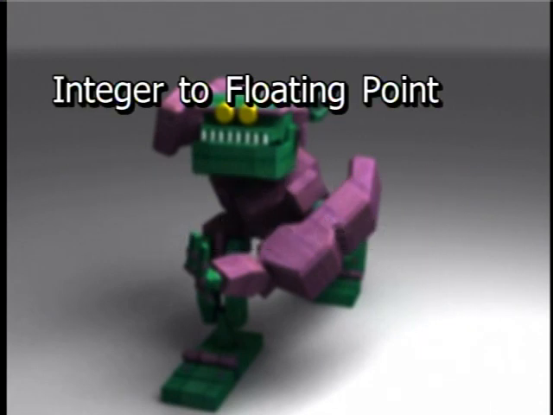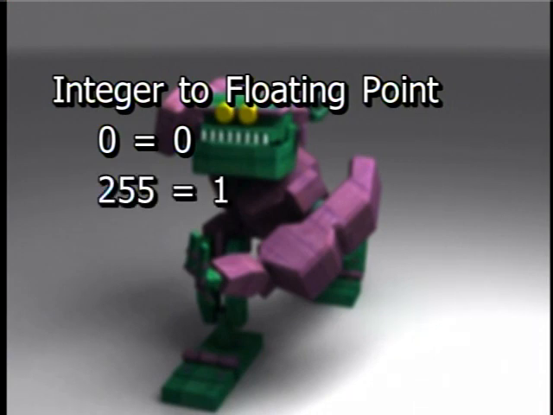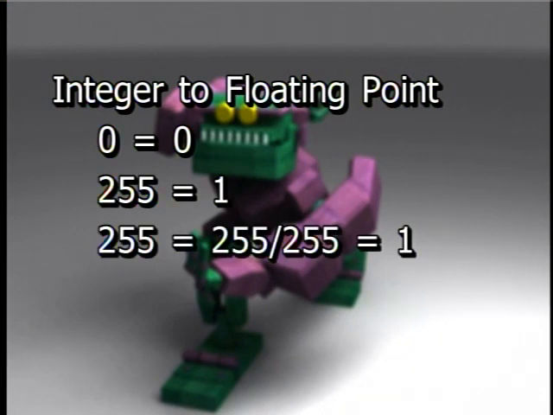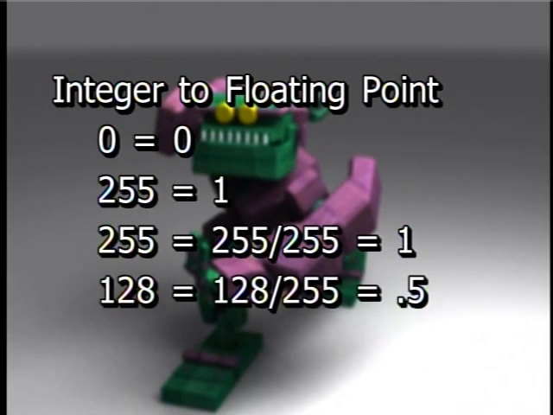Now how does that convert? Well, here we go. First of all, if we have an integer value of 0, the floating point value is 0. That's quite clear. If we have an integer value of 255, the floating point value is 1. So to get things in between those two values, at 255, we just divide that by 255 steps to get floating point, which gives us, of course, 1. 128 integer value would be 128 divided by 255, which gives us 0.5.